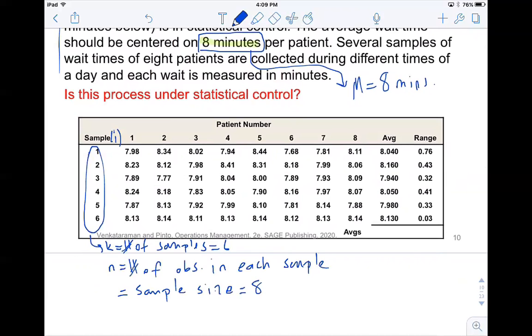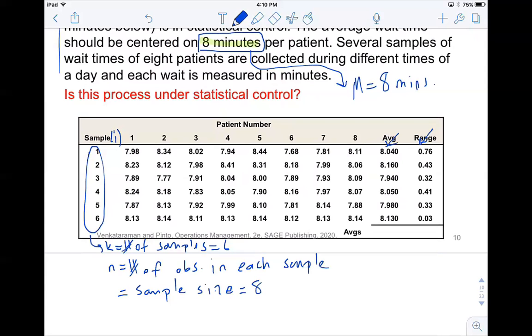Okay, so that's the first thing that I want you to do. If you're given data like this, I want you to be able to understand how many samples you have, and in each sample, the total number of observations, which is the sample size. Let's assume that these averages and the range values are given to us for the sake of this problem, but in the next video that I'm going to release, I'm going to show you how to calculate these averages and ranges in much more detail.